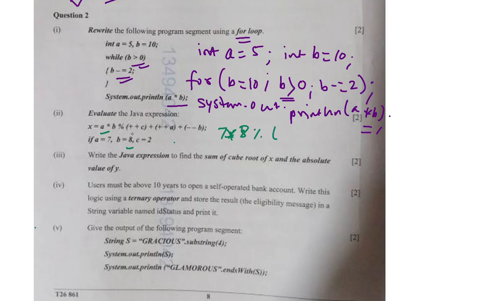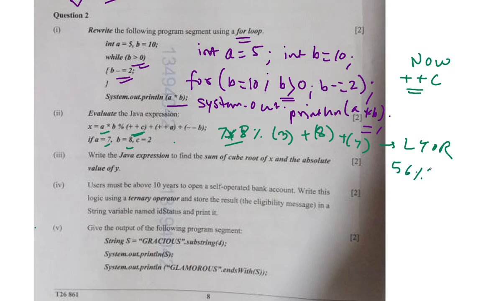Modulus. Unary operators should be done first. Suppose if I do plus C, it's a plus. That means now, plus C is now. So it will become 3, immediate increment plus A. 7 will become 8, plus minus B will become, again this is immediate. So let's do this now left to right. What you have to solve, all these left to right. Left to right multiplication, 56 divided by 3.